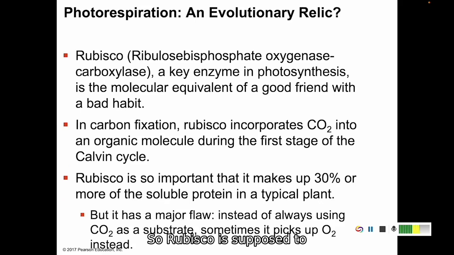So Rubisco is supposed to incorporate carbon dioxide in the Calvin cycle. Rubisco is so important. It's about 30% of the soluble protein in most plants, but it is not really good at discerning between if it is picking up carbon dioxide or oxygen. So plants need to get that oxygen out of the way, and they need to get the carbon in there so that Rubisco is surrounded by carbon dioxide.